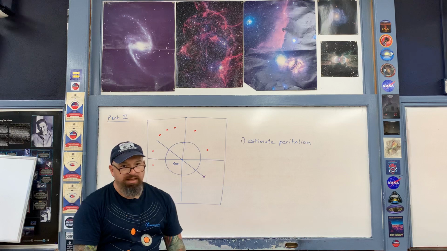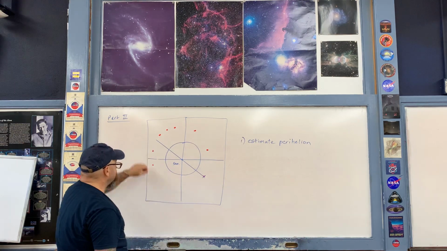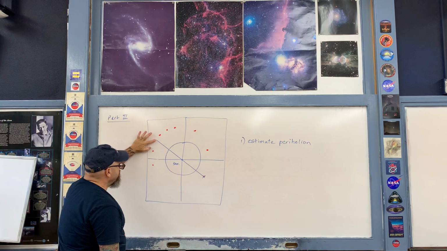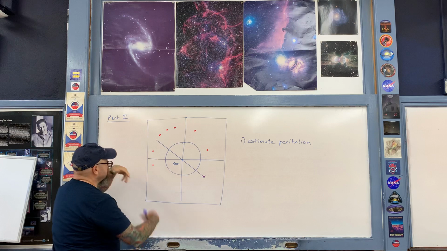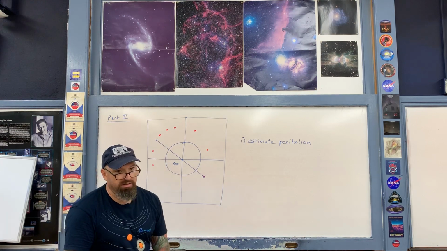When you draw this axis out towards the other side of the ellipse, you'll notice that it does not intersect one of the points. However, it will be close to a couple of the points on this side of the diagram. I'm just going to estimate approximately where aphelion is on my diagram.